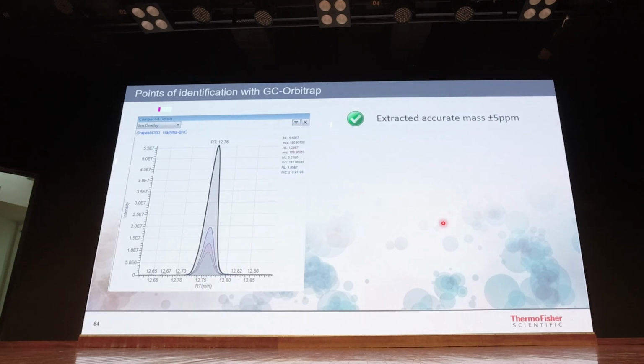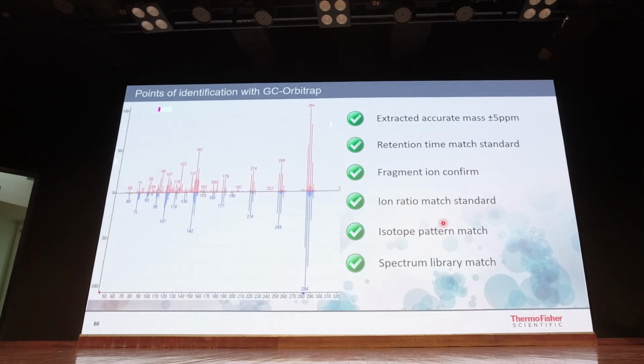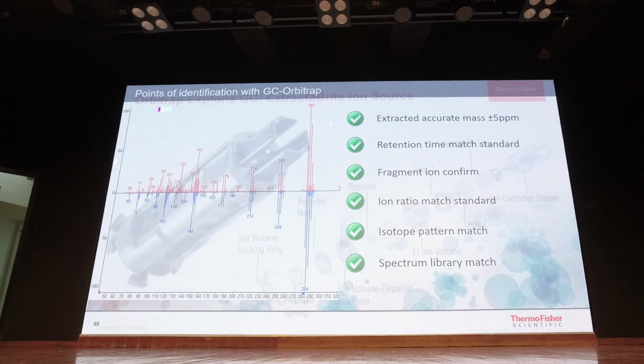So this is accurate mass, with mass accuracy of less than 5 ppm. This is as per the international guide. Whenever you are using high resolution, mass accuracy should be at least plus or minus 5 ppm. So you have retention time standard, you have fragment ions, you can take ratios of that, you can have isotopic pattern. So we have a lot of identification points which are not available in a nominal mass spectrum.